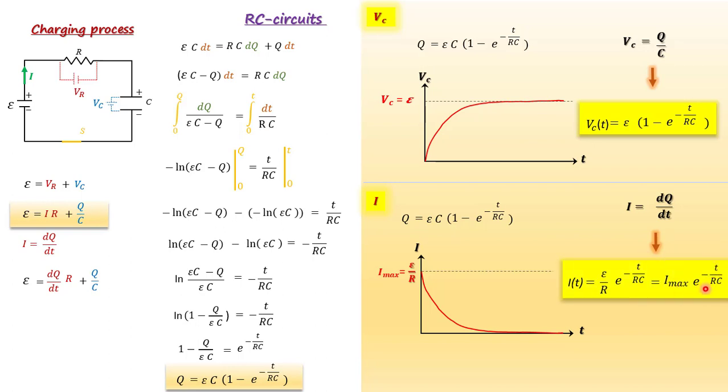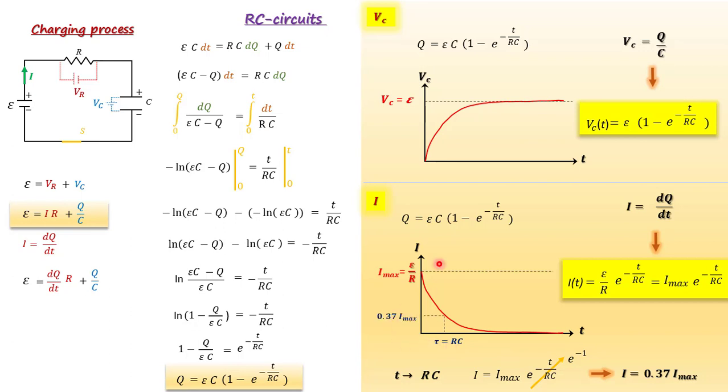Sometimes it's very helpful to use this equation. Now let's see what happens at time t equal to RC. Let's have our current equation. So when you put RC here, this part will become e to the minus 1, which is 1 over e. 1 over e is 0.37. So you get 37% of the maximum current. So at time t equal to RC, you will get only 37% of the maximum current.